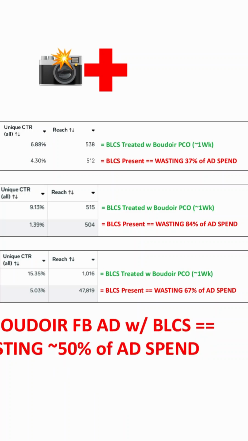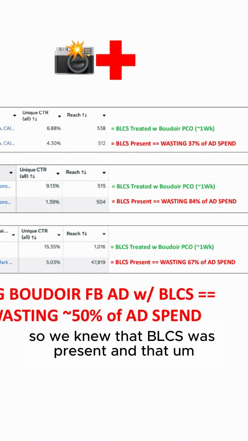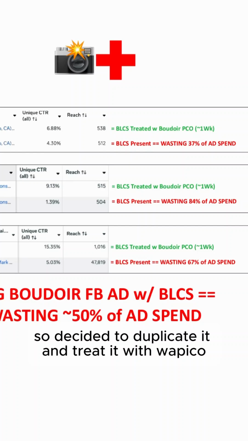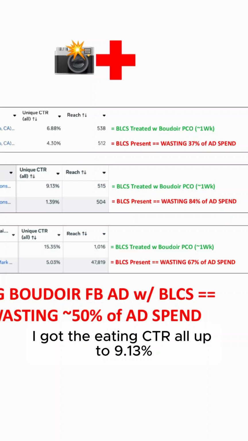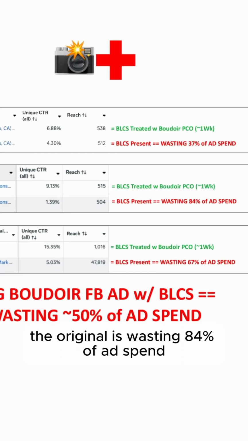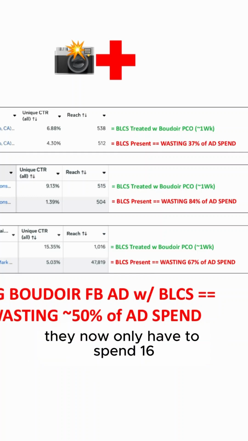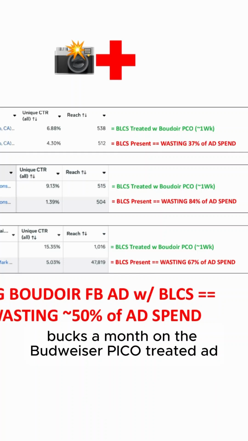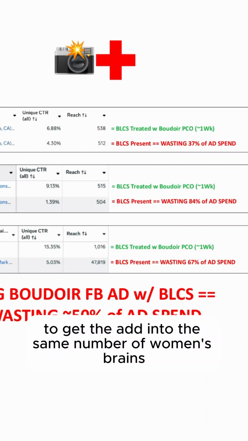Second part of the residency, I found a Boudoir Facebook ad that had 1.39% unique CTR all. So we knew that BLCS was present, and decided to duplicate it and treat it with Boudoir Pico. It takes about a week, and I got the unique CTR all up to 9.13%. So we actually discovered that the original was wasting 84% of ad spend. If they're spending 10 grand a month on the original Boudoir Facebook ad, they now only have to spend $1,600 a month on the Boudoir Pico treated ad to get the ad into the same number of women's brains.